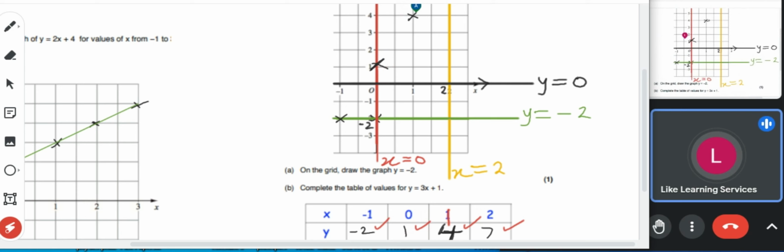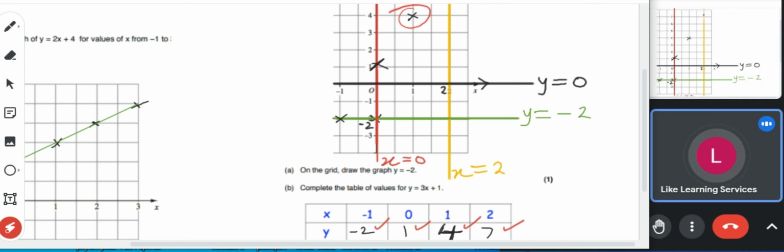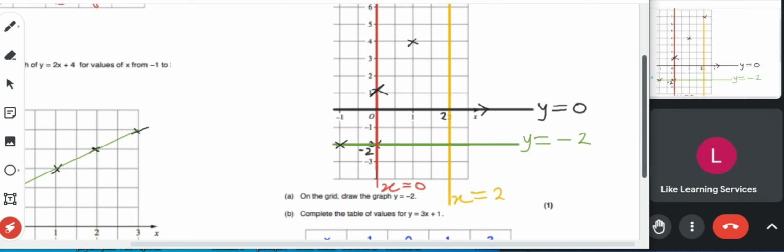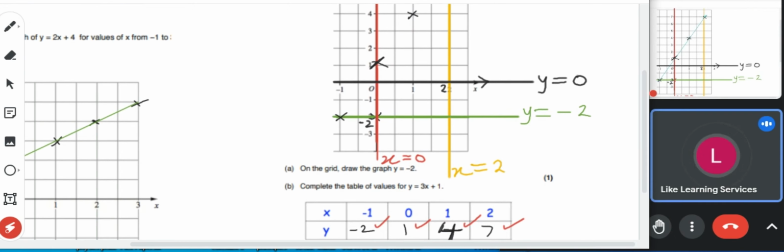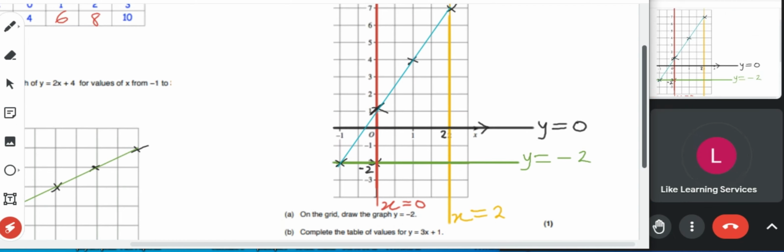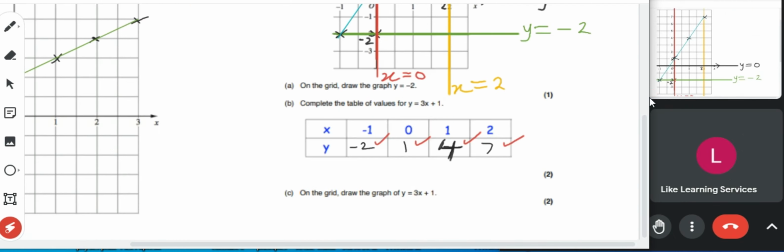When x is 1, y is 4. So you need to be careful. When you're plotting it, if it doesn't follow a straight line, especially for a line graph, then you have to check your work. The next one is when x is 2, y is 7. That's correct. So you've drawn the grid. Beautiful.